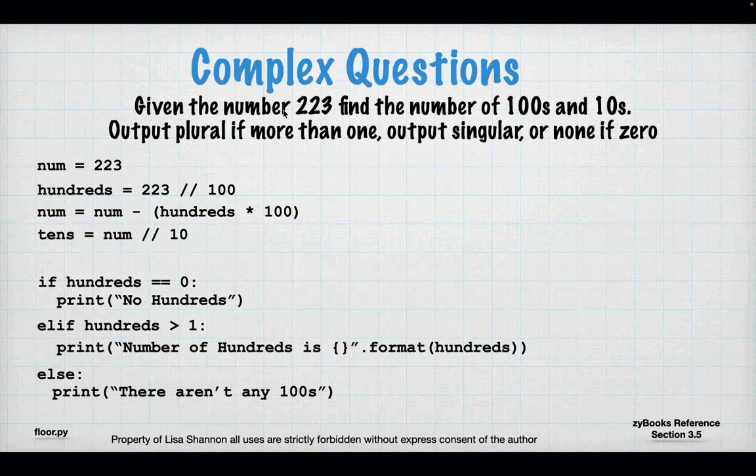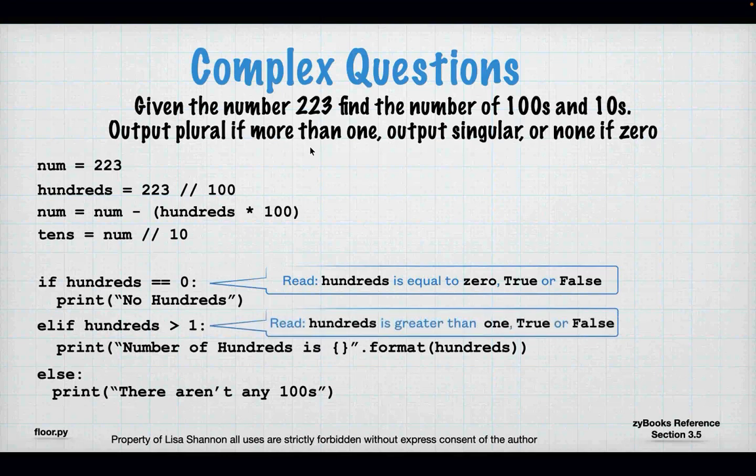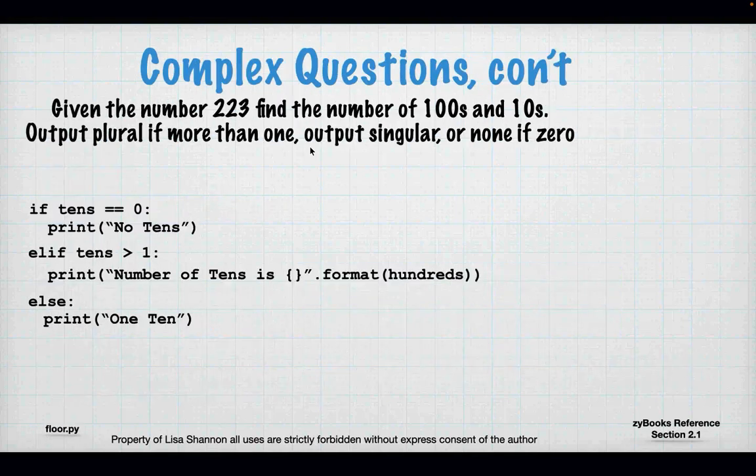But then the tricky part, the new part, comes in when we're having to deal with the if and elif statements. So what I have to do is have a series of elif statements associated with each individual value that I'm looking at. In this case, I'm looking at hundreds and I'm looking at tens. So I say if hundreds is equivalent to 0, then I'm going to print I don't have any hundreds. Else if hundreds is greater than 1, then I'm going to print the number of hundreds, and I have to make sure it's plural, and then else there aren't any hundreds. And then I'm going to do the same thing for tens. So this isn't between, but it is a series of if, elif, else statements associated with each of the different numbers that you're dealing with. And here is the one for tens.